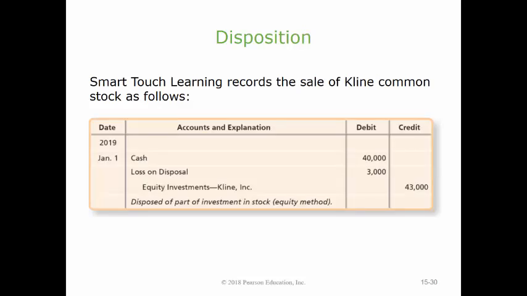So in the journal entry to record this sale of 10% of our investment in Klein Incorporated, we're going to debit cash for $40,000, the amount we are receiving. We are going to debit loss on disposal, or loss on investment sale, if you will, for $3,000, and we're going to reduce the value that we have in our equity investment sub-account for Klein Incorporated by the book value of that portion of our investment at the time we're disposing of it, which is $43,000.